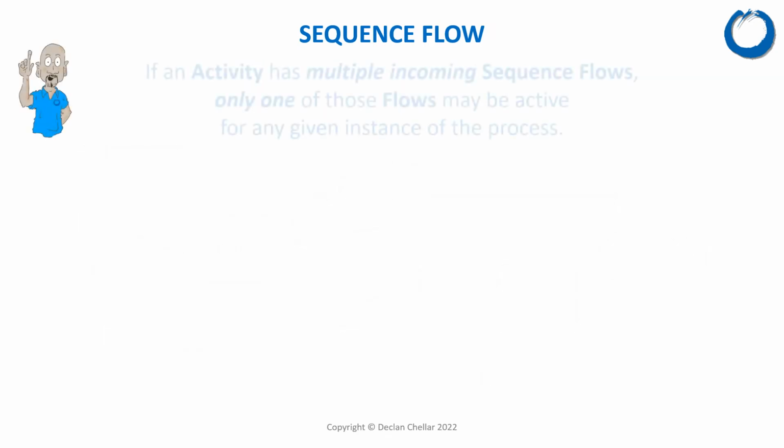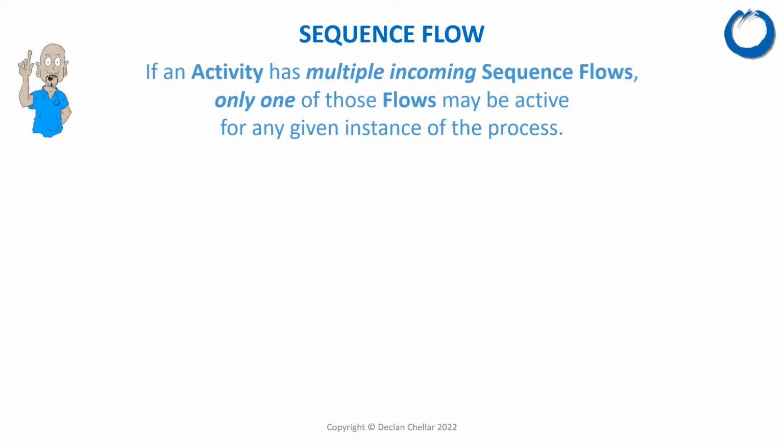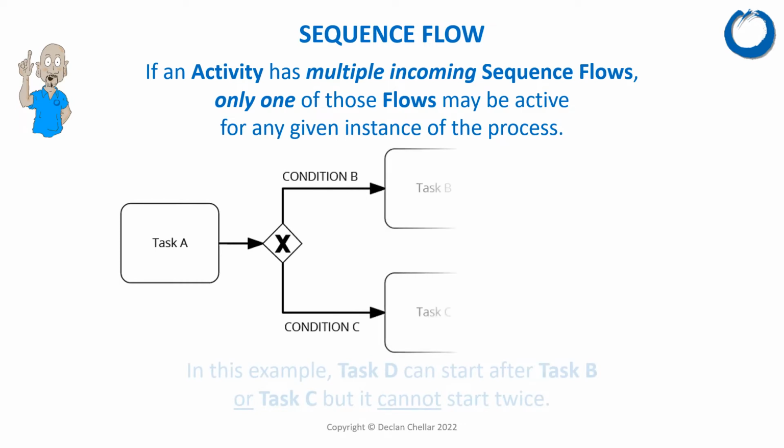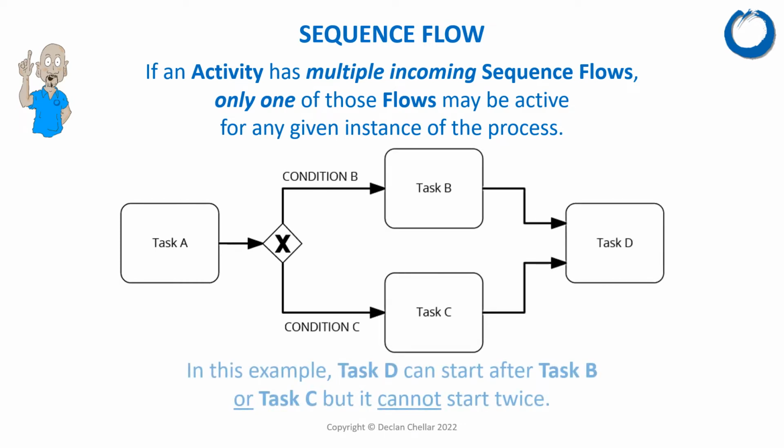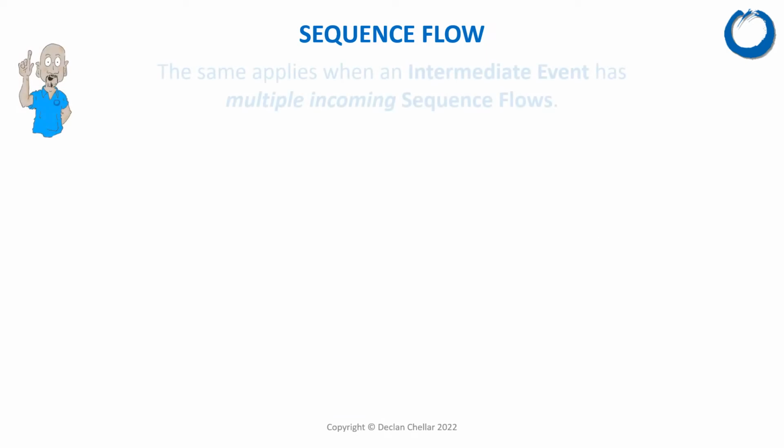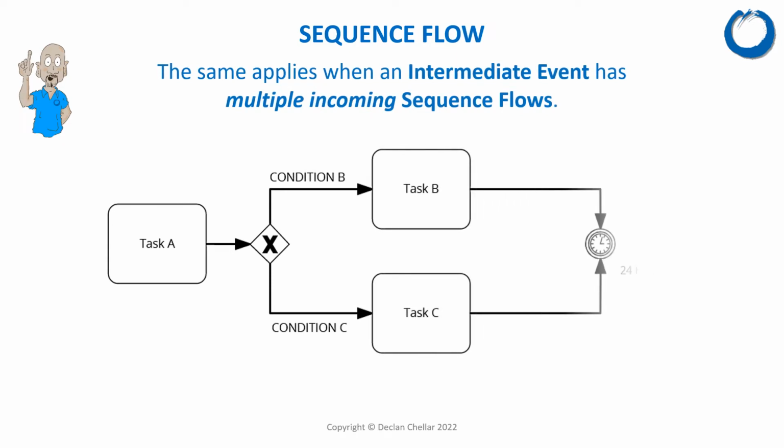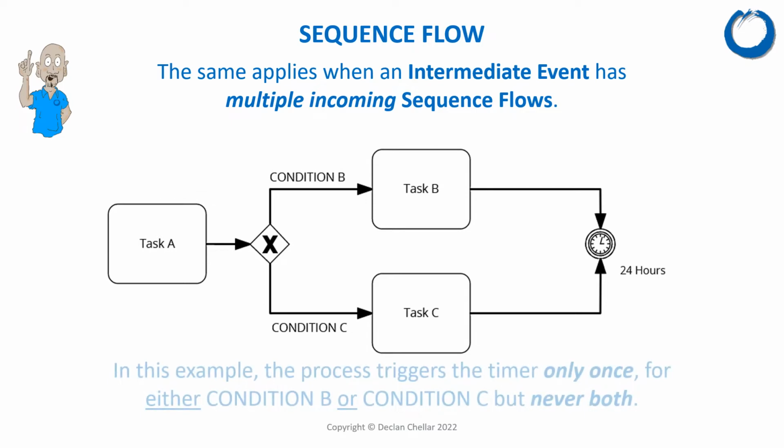If an activity has multiple incoming sequence flows, only one of those flows may be active for any given instance of the process. In this example, Task D can start after Task B or Task C, but it cannot start twice. The same applies when an intermediate event has multiple incoming sequence flows. In this example, the process triggers the timer only once for either condition B or condition C, but never both.